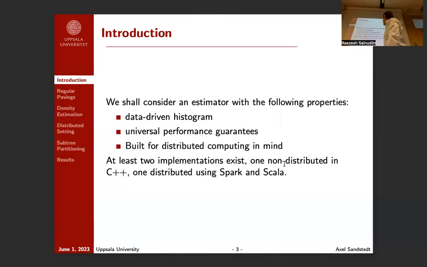So the estimators we'll be dealing with are data-driven histograms, which just means that the partitioning that the histogram is based on depends on data. The histogram will have universal performance guarantees, so we can set some guarantees on the estimator's performance no matter what the underlying density f is. And the estimator is built for distributed computing in mind, so we can use it in big data.